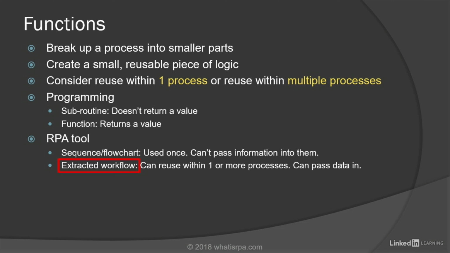The other thing we can do with an RPA tool like UiPath is to extract workflows. This is where you select a series of activities and you specify that you want to extract a workflow as a separate file that contains those activities. And since it is in a separate file, it can now be reused again and again within one or more software robots. Another benefit is you can use the arguments feature to be able to pass data into and get data back out of the workflow.